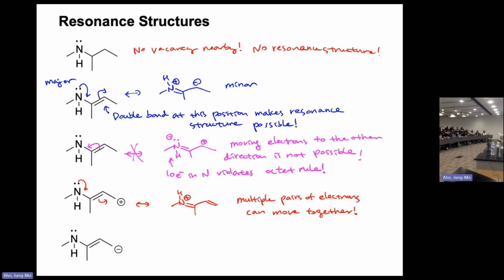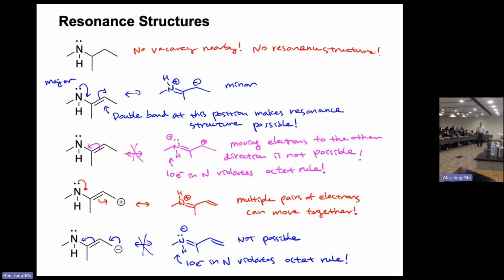What about this one? Can you draw the resonance structure? There is a lone pair, there's a double bond, there's a negative charge. There's so many electrons that move around. But it looks like you can draw the resonance structures, right? But this one, I'm saying you cannot draw the resonance structures. Because if you try to do that, going this way, going the other way, it doesn't make any sense.